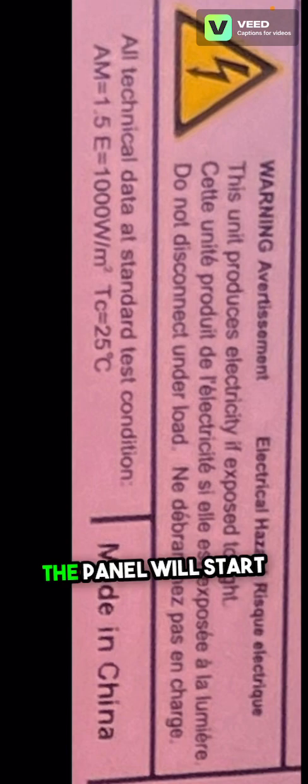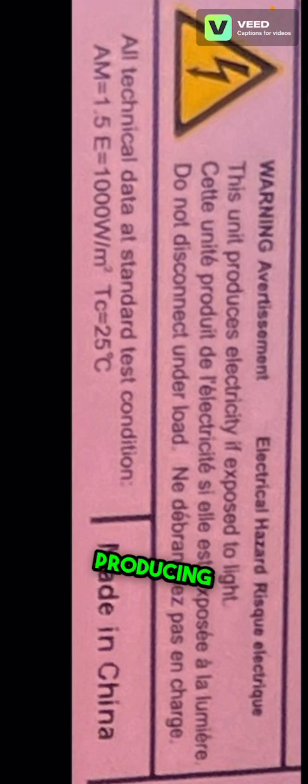Next we are going to see the safety warnings. Here you can see a warning sign. It clearly says that the panel will start producing electricity when sunlight falls on it. So never disconnect MC4 connectors under load because DC arc can be very dangerous.